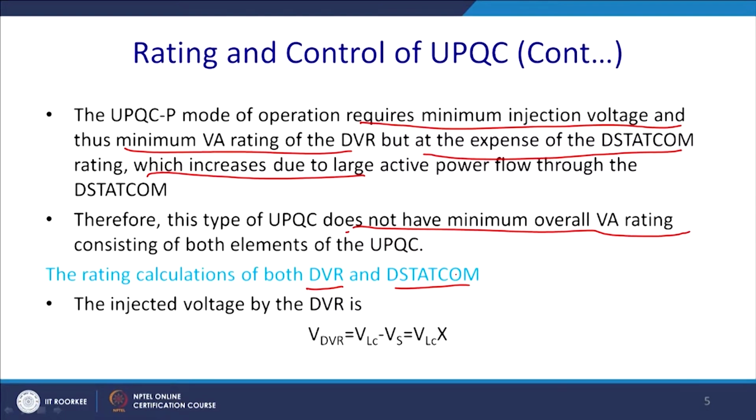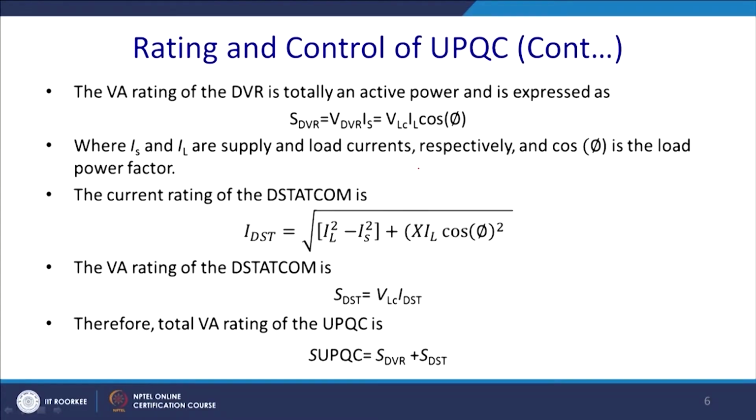The rating calculations of the STATCOM and DVR are done below, as done in the case of UPQC-Q. So, the DVR rating will be VLC minus Vs, that is, you can write VLC into the fraction of the sag or swell. Thus, the overall VA rating of the DVR will be given by Vdvr into Is, that is VLC into IL into cos phi, where Is and IL are the supply and the load current respectively, and cos phi is the load power factor. So, it will depend on the load power factor.